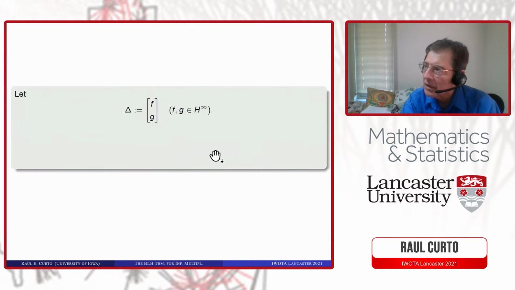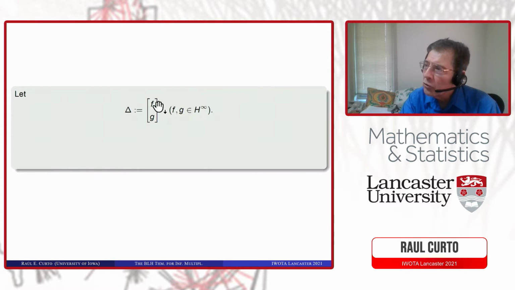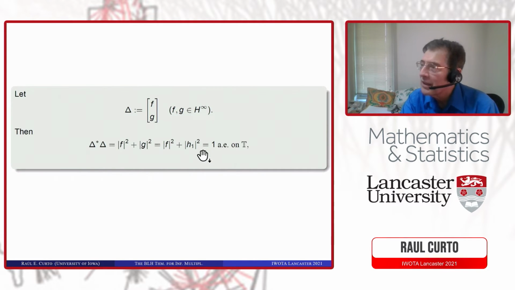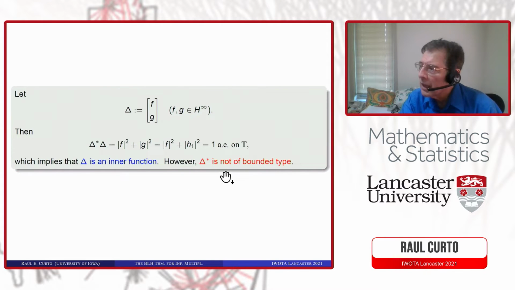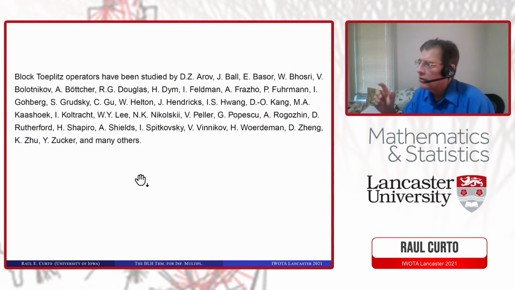Almost everywhere on T. Now I'm going to take that G and combine it with the F. I'm going to form a 2 by 1 matrix delta, and I claim that this is inner. Well, there's the calculation, delta star delta. I selected my F and G and H1 in such a way that this would be one. And then one can see that delta star is not of bounded type by a simple argument. So the adjoint of an inner function may not be of bounded type.